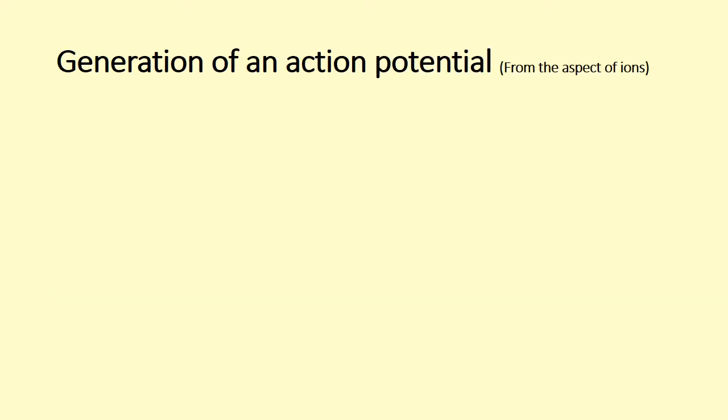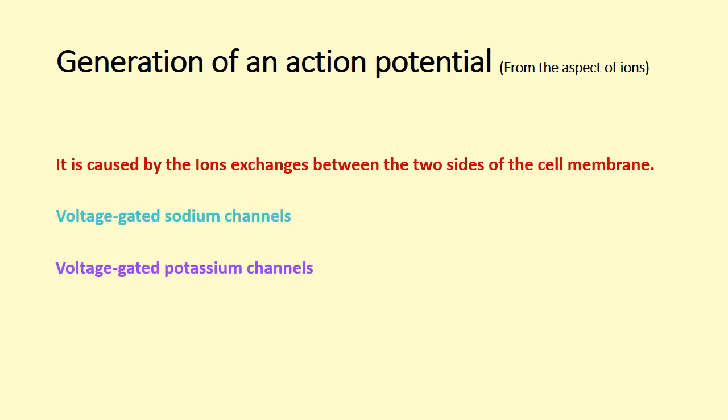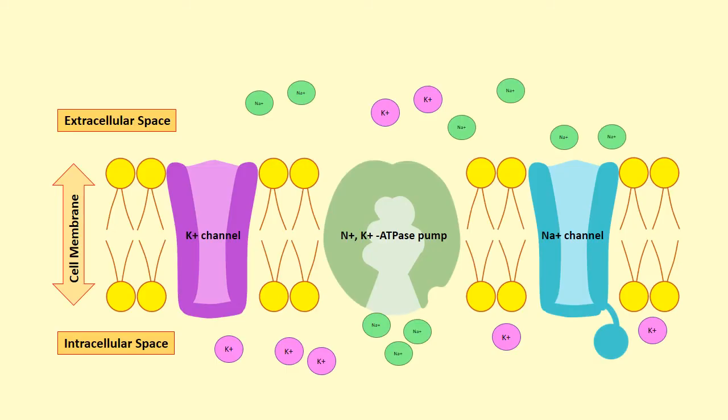The action potential is caused by the ion exchanges between the two sides of the cell membrane, which are done by the voltage-gated sodium channels as well as the voltage-gated potassium channels. These channels are sensitive to changes in cell membrane voltage and are different from the leak channels involved in the generation of the resting membrane potential.